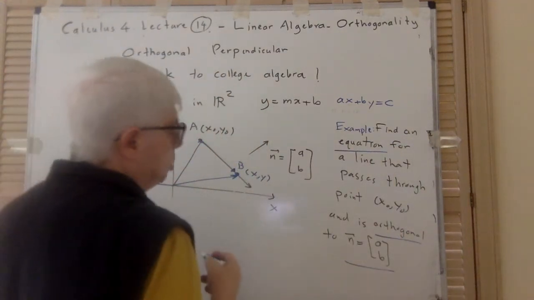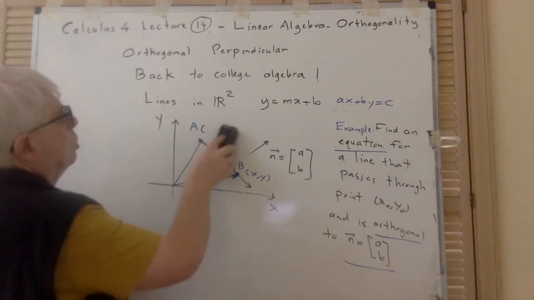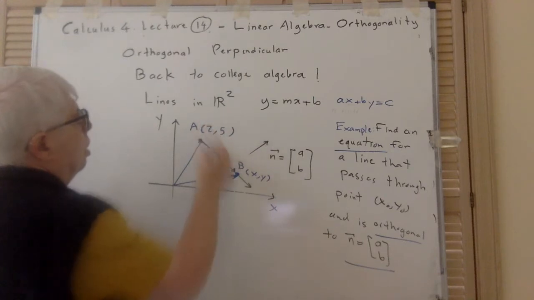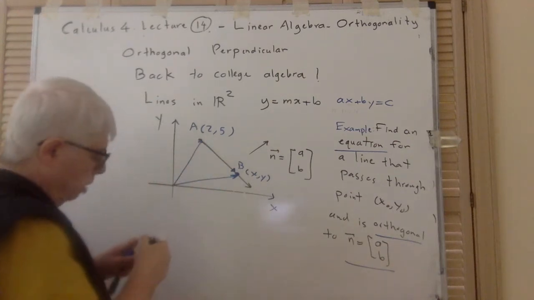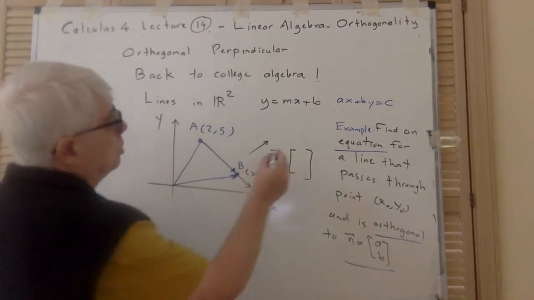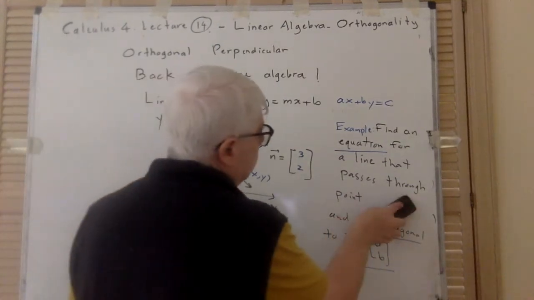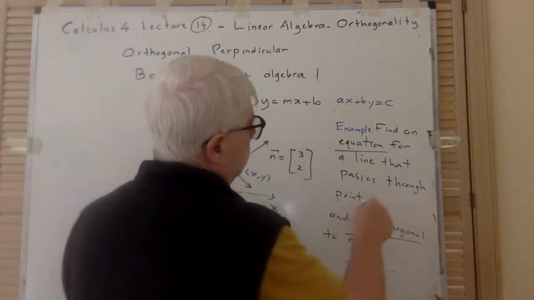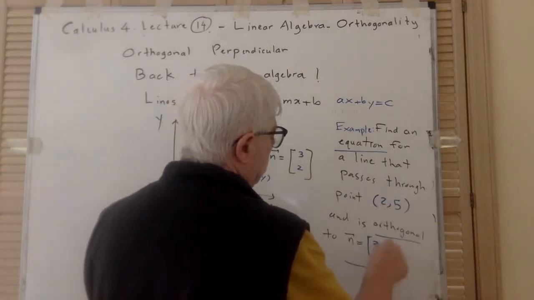Find an equation for a line that passes through the point, well, this point is almost 1, say, maybe 2 and 5. So let's say this is (2, 5). And this one, I would say it is maybe (3, 2), something like that. And n is (3, 2) in this picture. Okay? And so, the line passes through (2, 5) and is orthogonal to (3, 2).